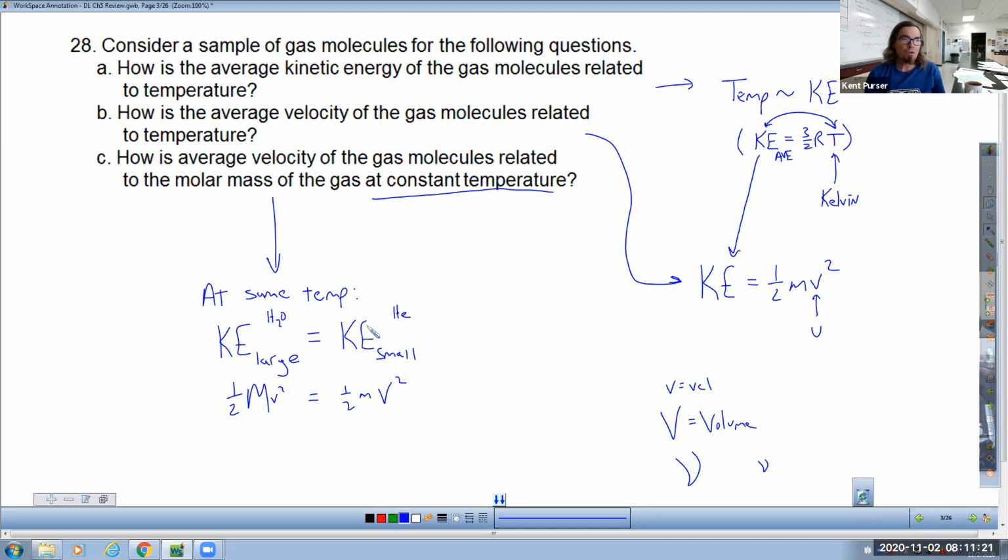So if you have two particles that have completely different size, how do they have the same kinetic energy? Well, the larger ones have to have a slower velocity, lower velocity, and the smaller ones have to have a higher velocity. So they make up for their size by their speed, okay? Good concept questions there in number 28.